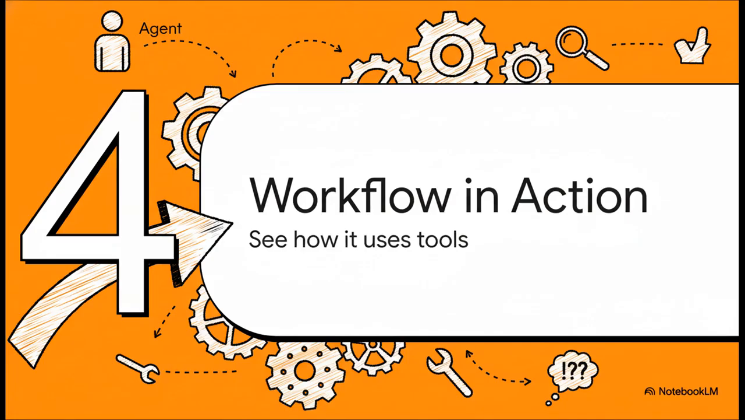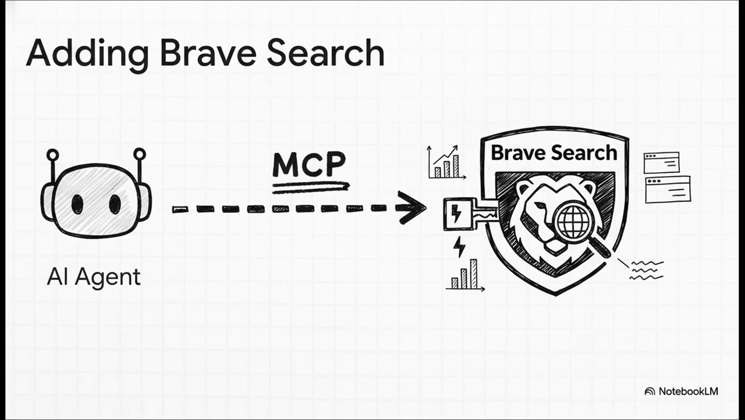Now for the really exciting part. Let's see this whole thing in action. We're going to give our brand new agent a request and actually watch it use a tool to figure out the answer. For this demo, let's give our agent the power to search the web. We're going to do that by connecting it to a new tool, Brave Search. This basically involves setting up a tiny MCP server that acts as a bridge to the Brave Search API. All you have to do is get a free API key from their website and then tell our agent how to talk to that server. Just like that, it has instant access to the entire web.